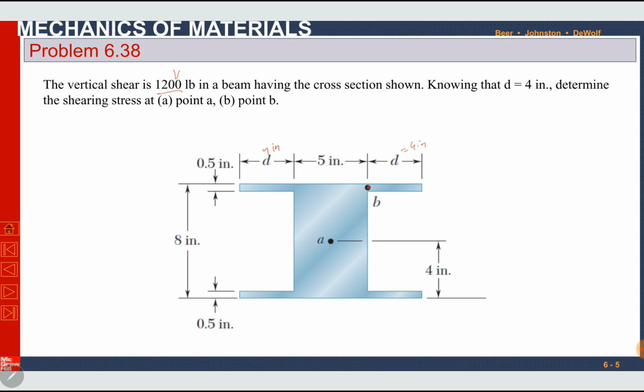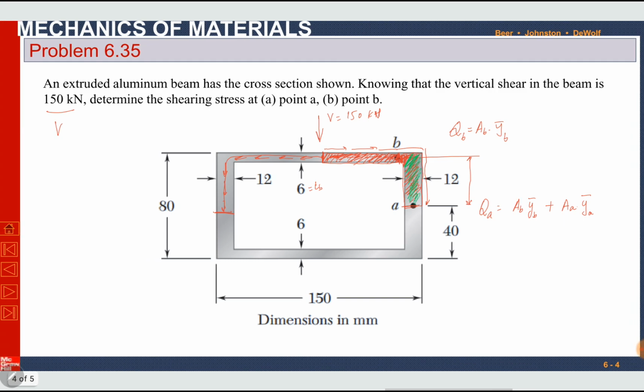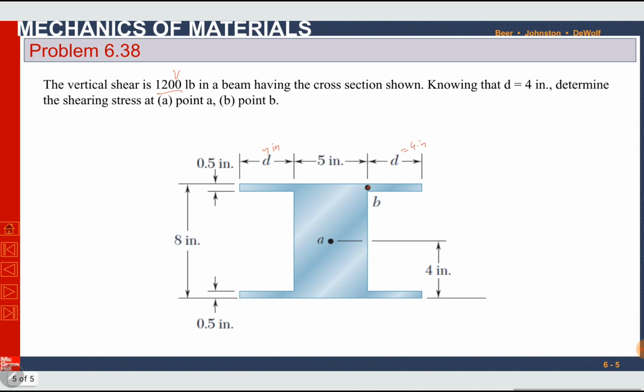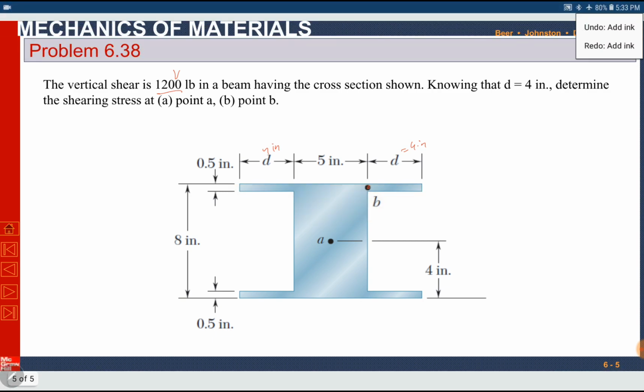I have chosen this problem specifically in the context of the previous problem. It was a box section. This one is an I section. They both are thin wall sections. In this case, shear flow starts from this point and at this point simultaneously, and then they add up together.